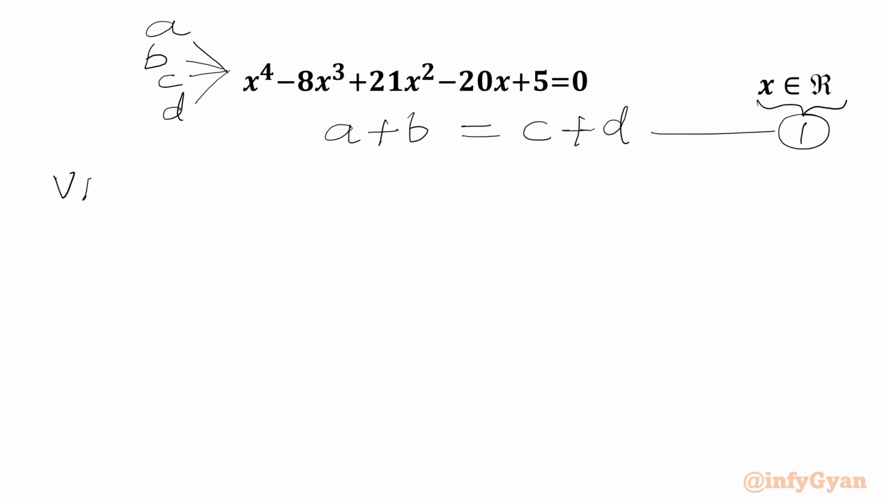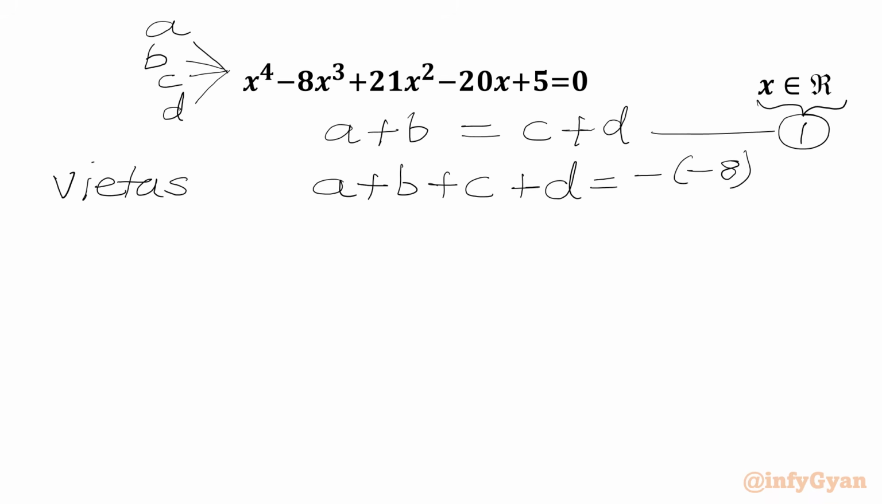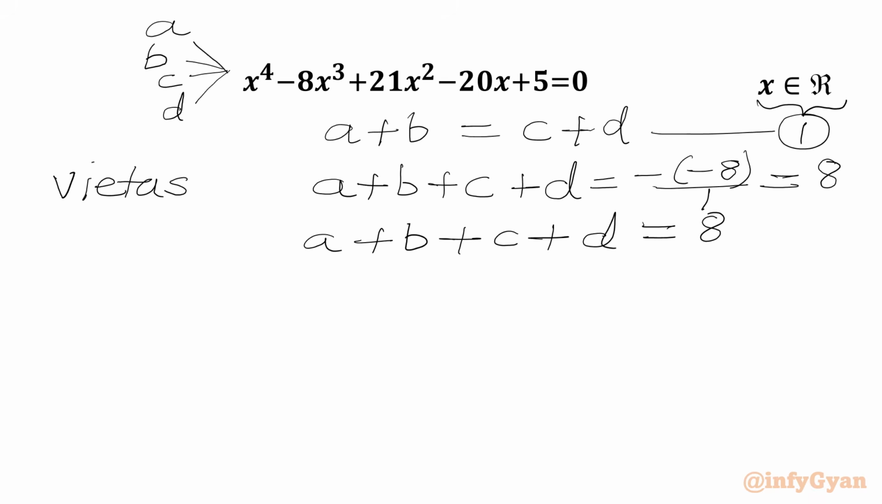Now we are going to use Vieta's formula for the sum of roots. So a plus b plus c plus d will be equal to minus of the coefficient of x cube, so minus of minus 8 over the leading coefficient 1, which is 8. So I can write here a plus b plus c plus d is equal to 8.